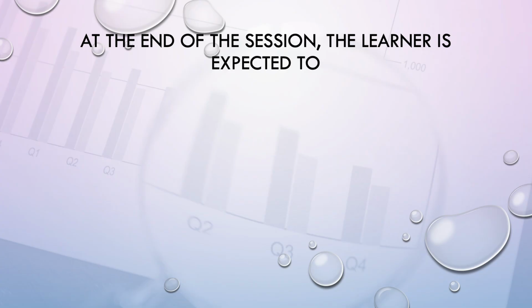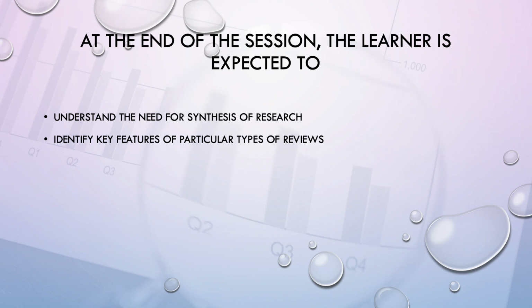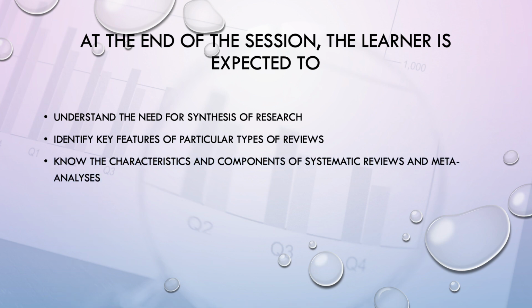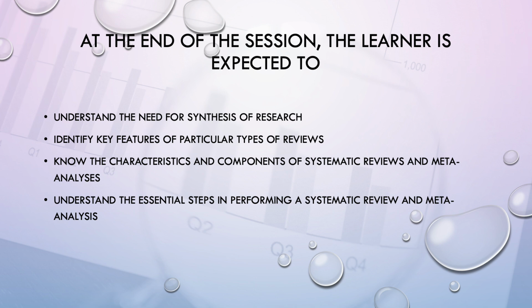At the end of the session, the learner is expected to understand the needs for synthesis of research, identify key features of particular types of reviews, know the characteristics and components of systematic reviews and meta-analysis, and understand the essential steps in performing a systematic review and meta-analysis.